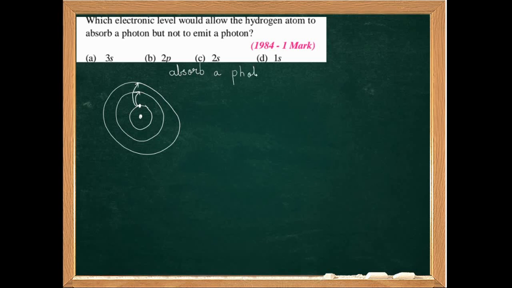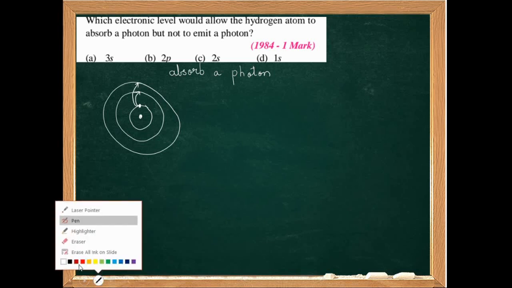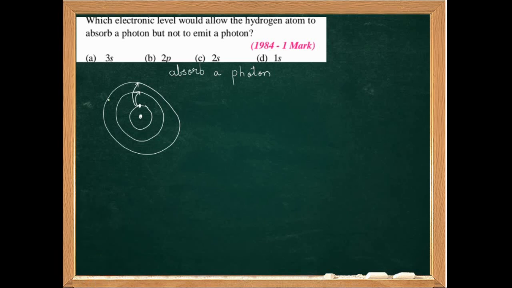Okay. Now on the other hand, let's say the electron is already present in a higher shell. From the higher shell, it can go to a lower shell, and the lower shell has lower energy. So in such a process, what will it do? It will emit a photon, and this is known as emission of photon. Okay, so these are the two processes.